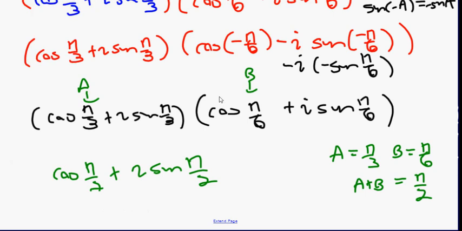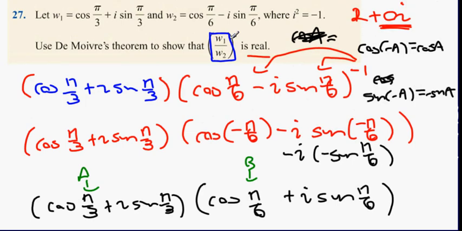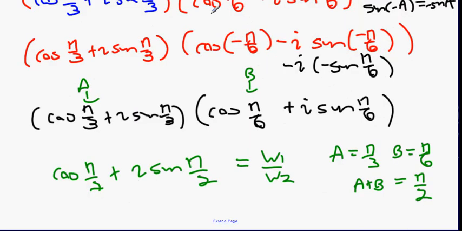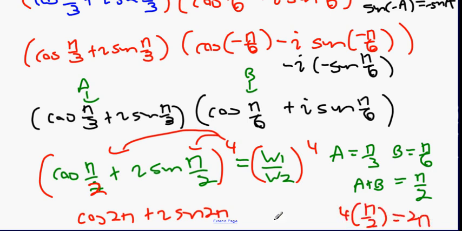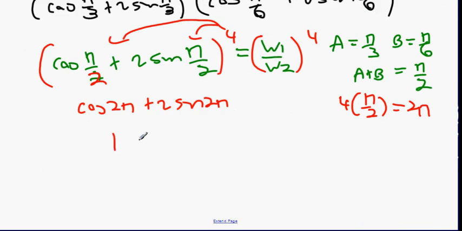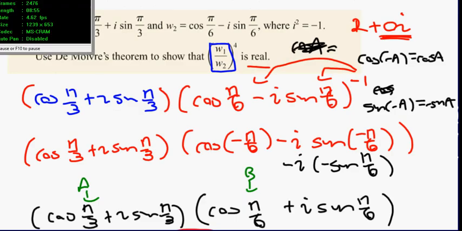What this here is, that's w1 over w2. And what we were asked to do is to find it to the power of 4. So what I need to do here is put a 4 on the outside, and I'm going to have to go into De Moivre's theorem again, multiplying the angle by 4 this time. Pi over 2 multiplied by 4 is going to be cos 2 pi plus i sin 2 pi. Remember, 4 times pi over 2 gives me 2 pi. This time around it's going to be 1 plus 0i equals 1.